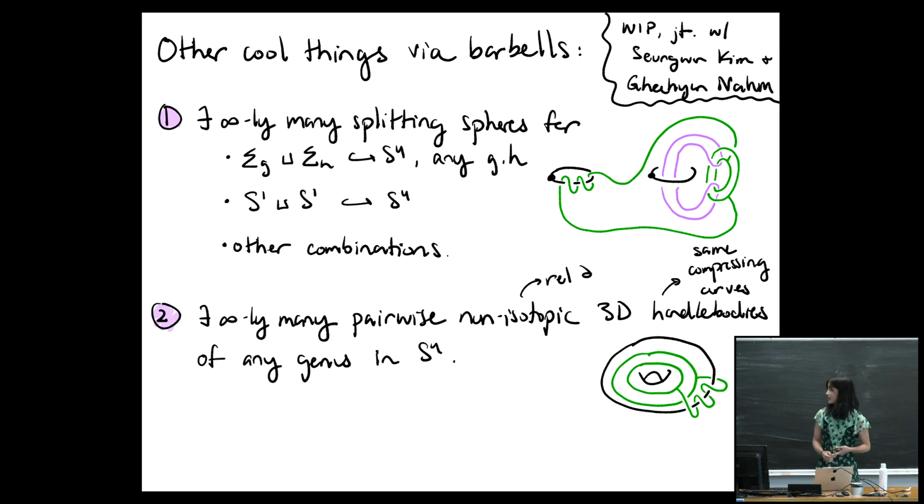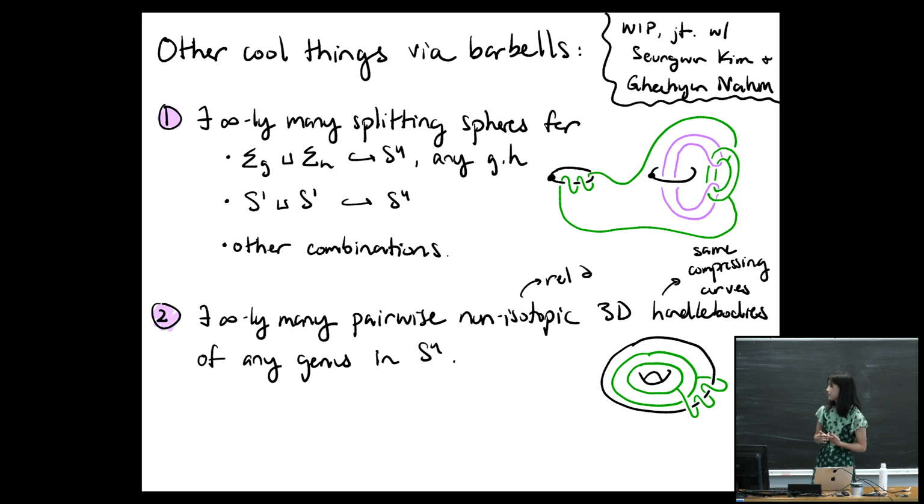The second thing is a theorem about knotted handlebodies. We can show that there exist infinitely many pairwise non-isotopic 3-dimensional handlebodies of any genus in S4. Here the isotopies are all rel boundary, so they fix the surface. And the handlebodies have the same compressing curves, so the same curves on the surface bound disks inside the handlebody.